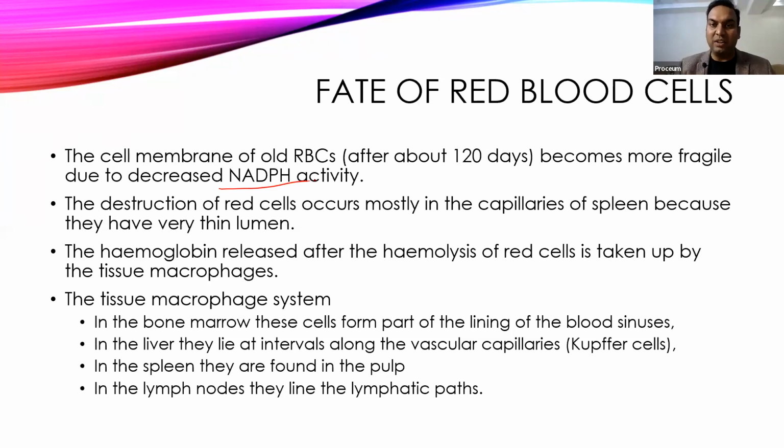Once the RBC is destroyed, that is called hemolysis, the hemoglobin will be released from the cells, and that hemoglobin will be taken up by the tissue macrophages which are present in the spleen.